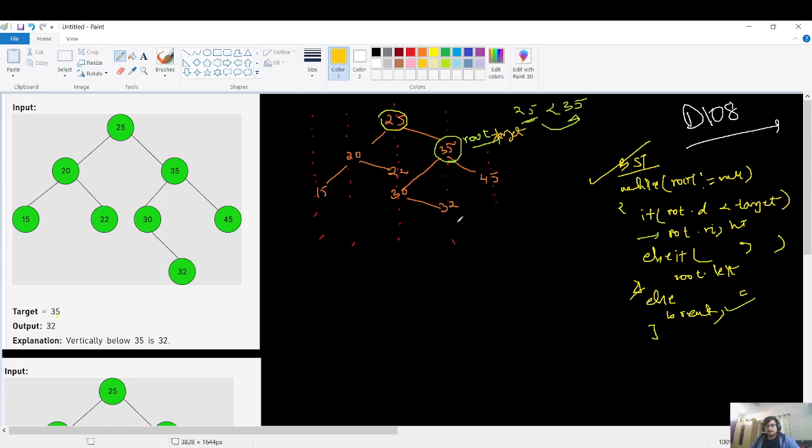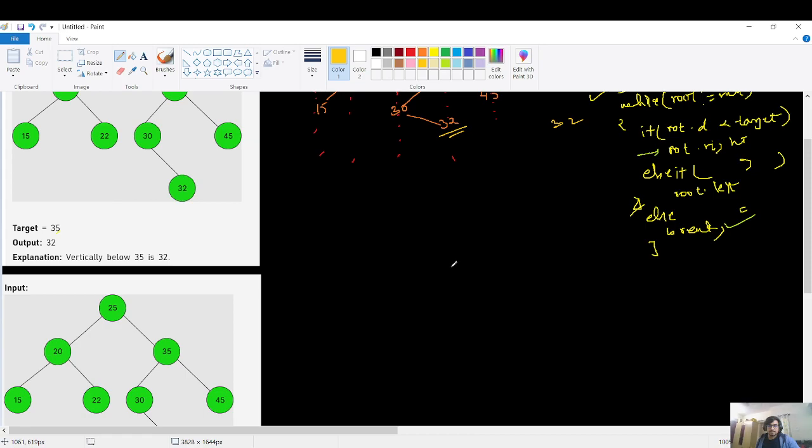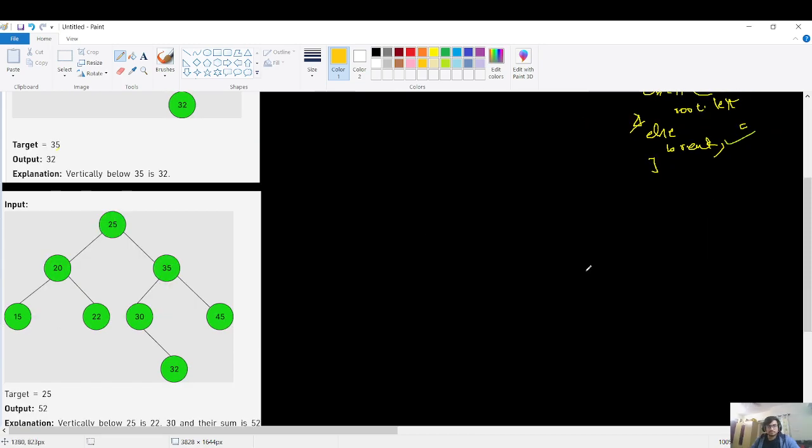So the target node, right? So I just need to return this value, that is 32. So let's see the second test case, how it is working, and then we will try to think of how we can manage those vertical levels to get a sum of the descendant nodes.